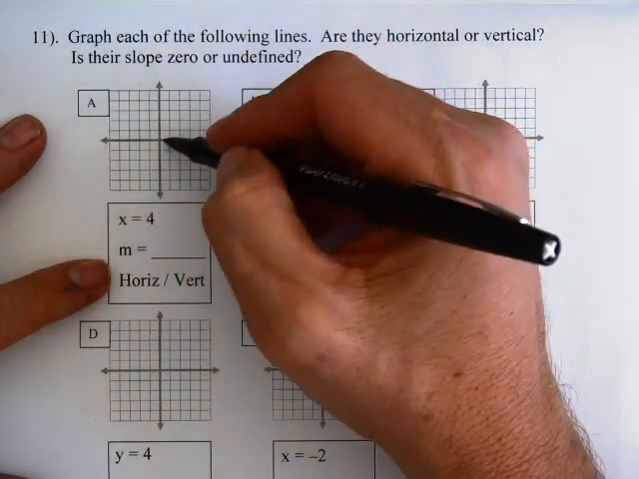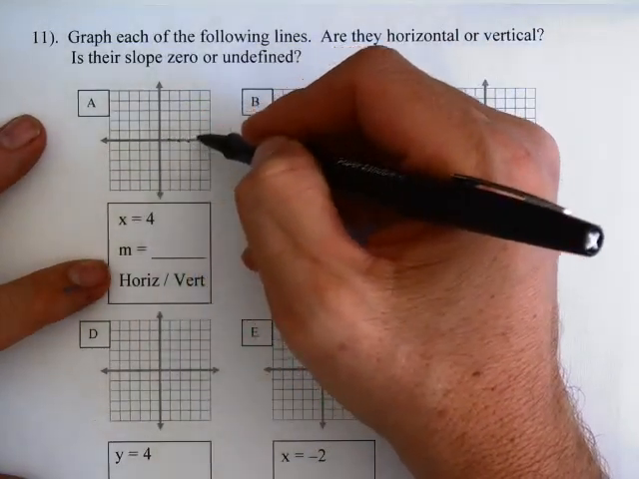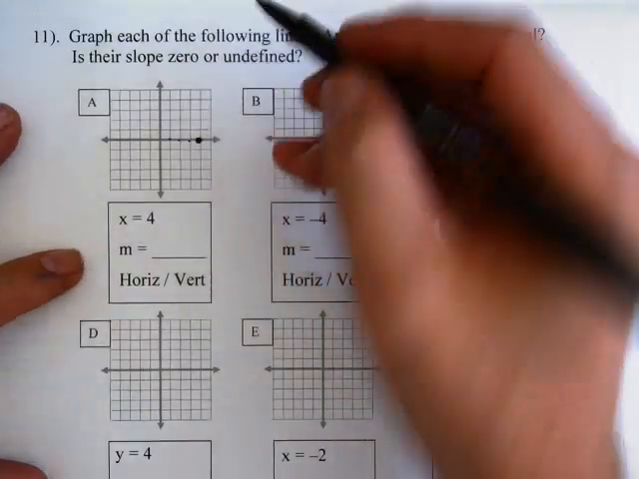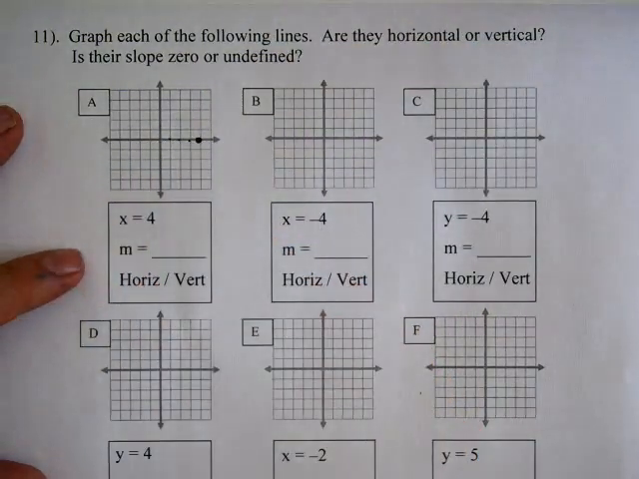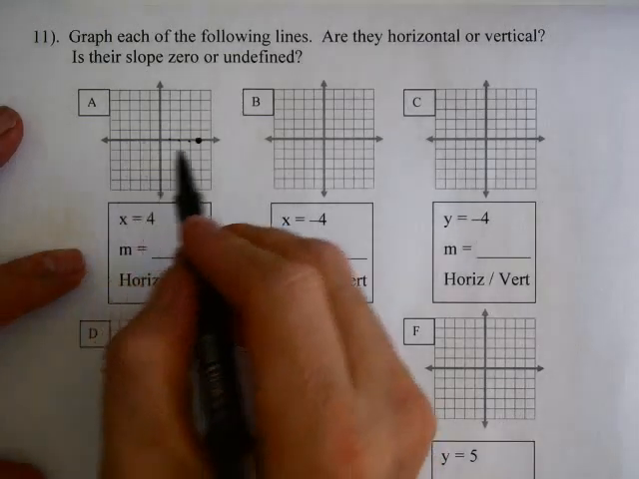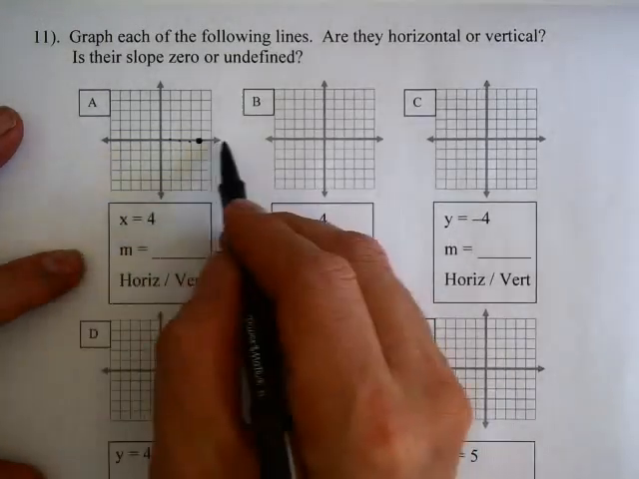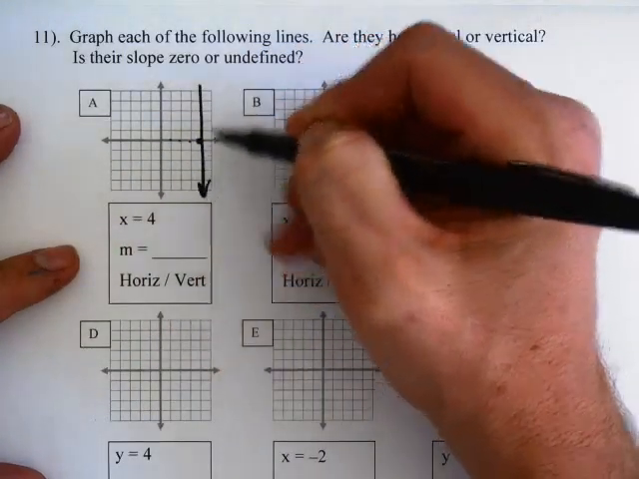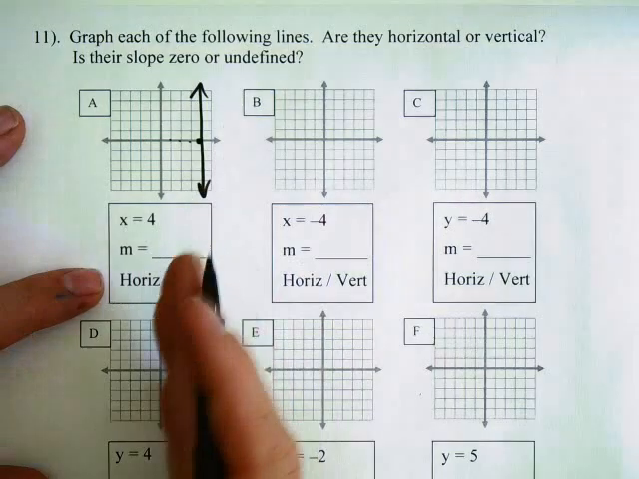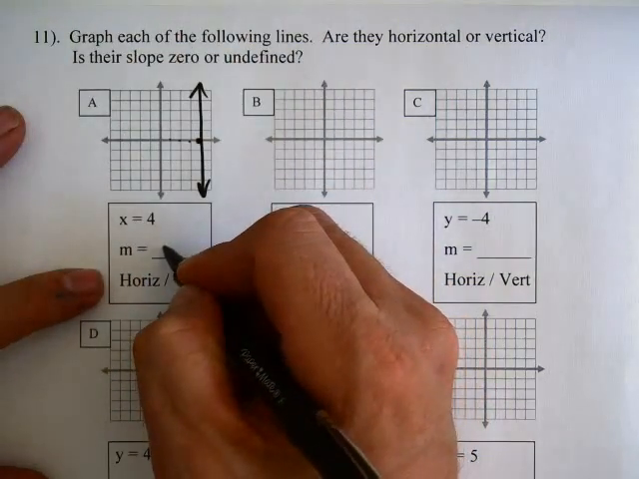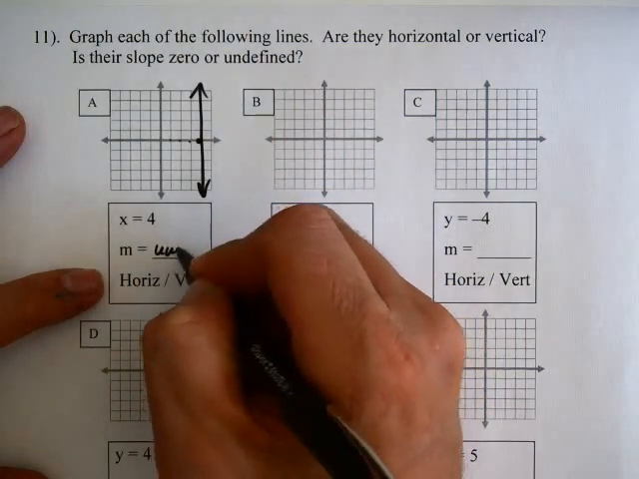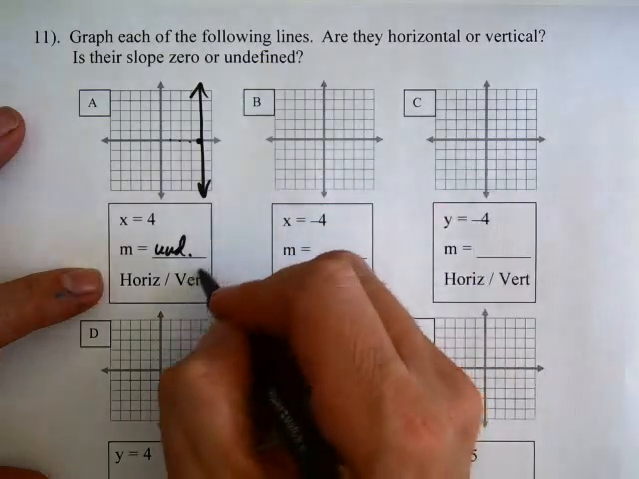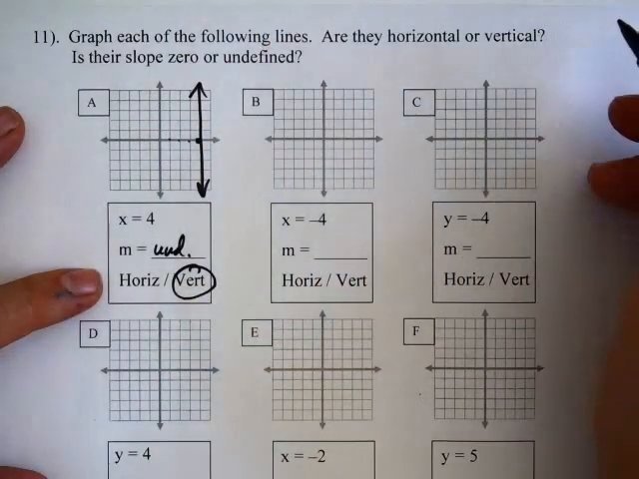X equals 4. Let me go to x equals 4, right there. Guys, would it make sense to draw a horizontal line right now? No, because it would be the x-axis. And it wouldn't make sense to go 4 to the right and then draw a line right and left. What makes sense is to draw a line up and down. And what's the slope of a vertical line? Undefined. U-N-D. And that's vertical, up and down.